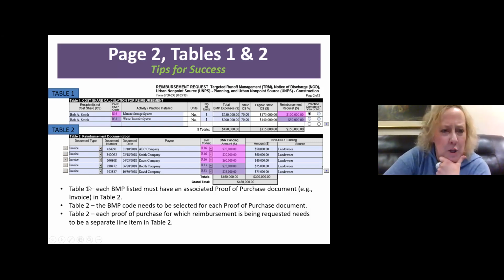And one of the things, as I mentioned before, is if you have an invoice that has 2 BMPs on it, you're going to have to list that invoice twice. This is not an example of that here, but like I said, if you have an invoice that has 2 BMPs on it, that invoice will need to be listed twice. You'll have a listing of it for the manure storage and a listing of it, let's say, for the waste transfer, separating out the costs from that particular invoice. So I just want to make a point of saying that.